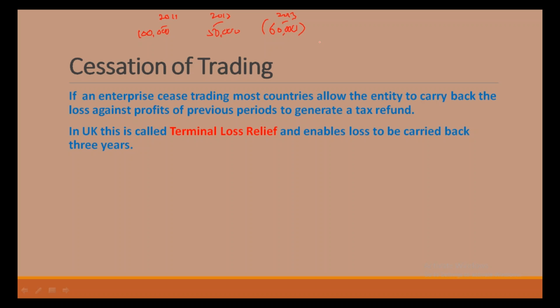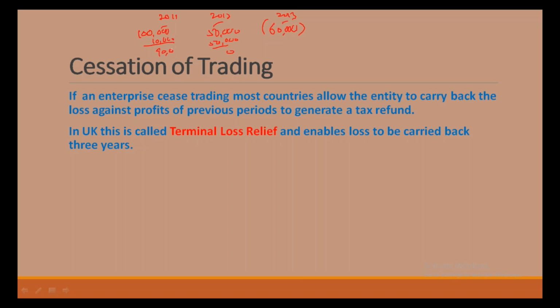So under terminal loss, you can go back. First of all, you must go to the closest year. The 60,000, you can set off against the 2012 profit of 50,000. So there you can set off 50,000 against the 50,000, and there's another 10,000 which you can go back for the next year and claim, another 10,000.